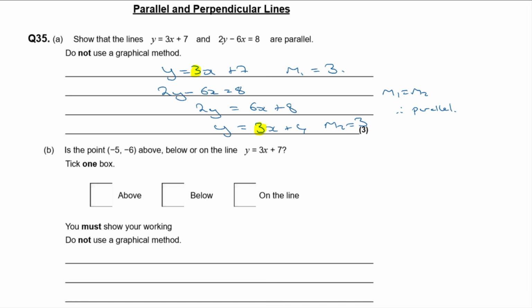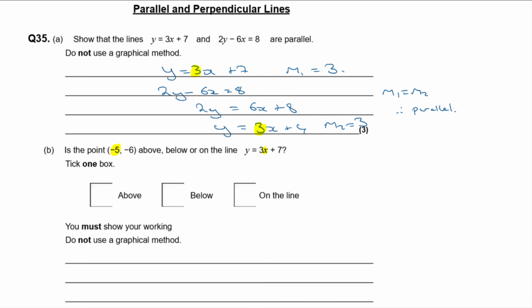Right. Is the point (-5, -6) above, below, or on the line y equals 3x plus 7? Tick one box. Okay, so what I'm going to do is take this value here for the x coordinate, sub it in here, and work out the y value. Now, if the y value is minus 6, it's on the line. If the y value is more than minus 6, it's going to be above the line. And if the y value is less than minus 6, it's going to be below the line.